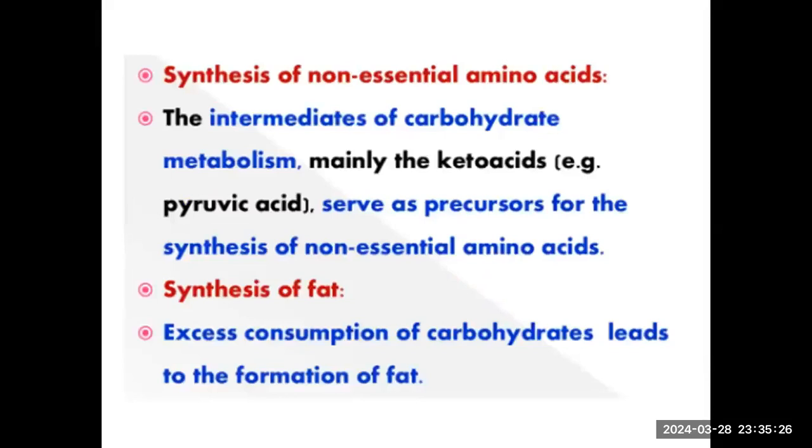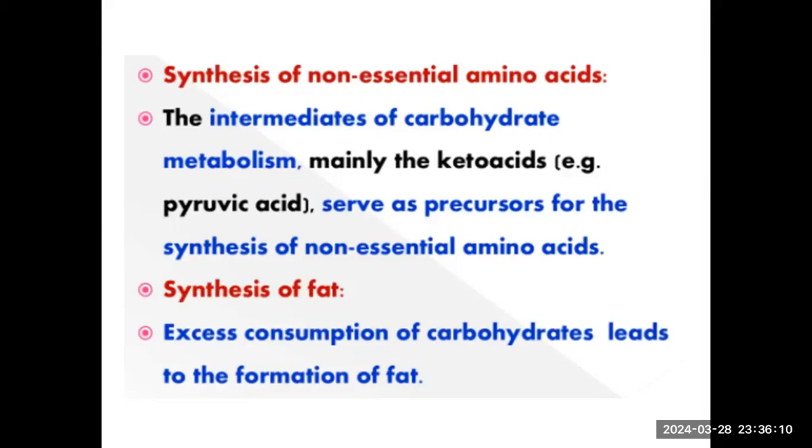Synthesis of non-essential amino acids. Remember that the essential amino acids are those that cannot be synthesized by our body. They must be supplied or taken through the diet. But the non-essential amino acids are the ones that can be synthesized in our body. And how are they synthesized? Carbohydrates, after digestion, form acetyl coenzyme A, and from there it can either go to the synthesis of amino acids or go to the synthesis of fat. So carbohydrates can be used for the synthesis of non-essential amino acids required by the body.